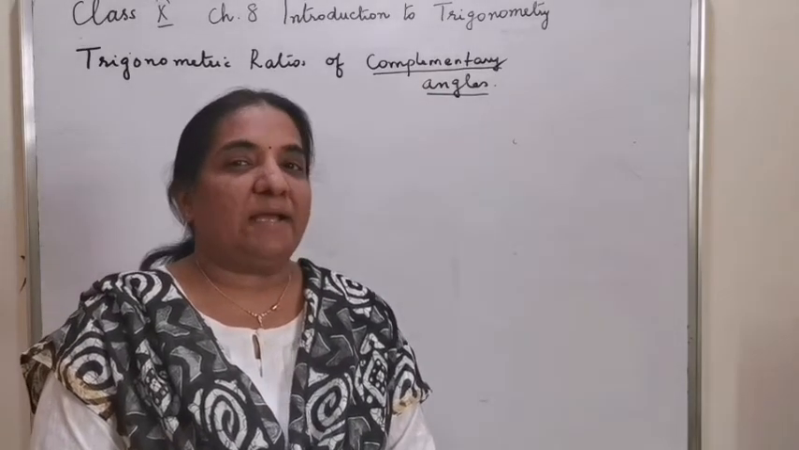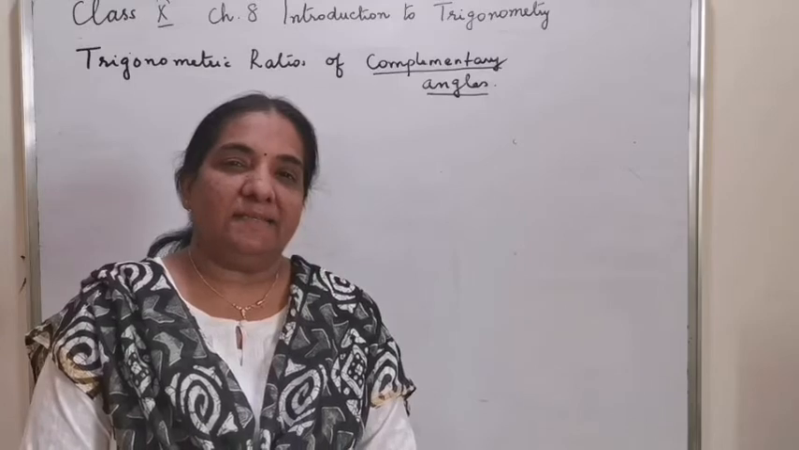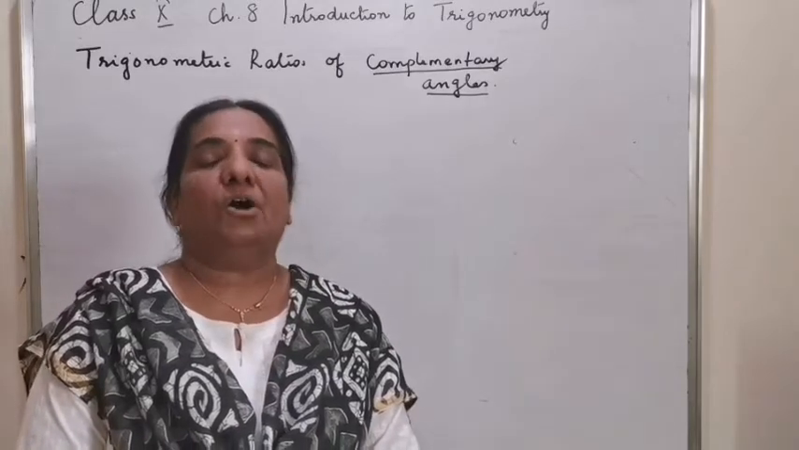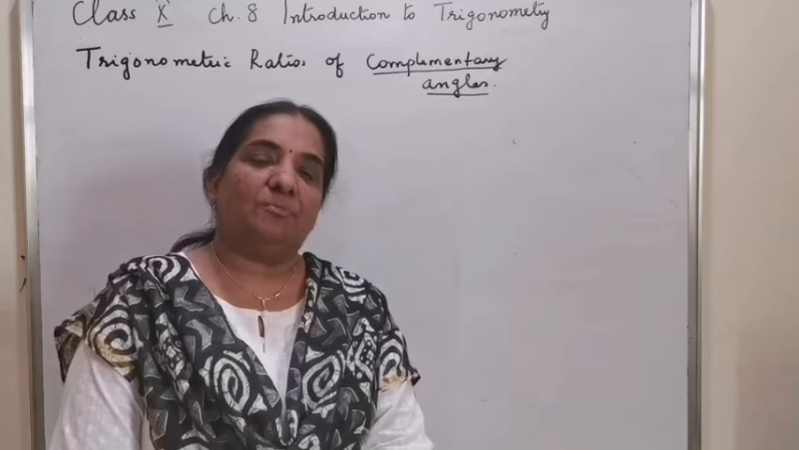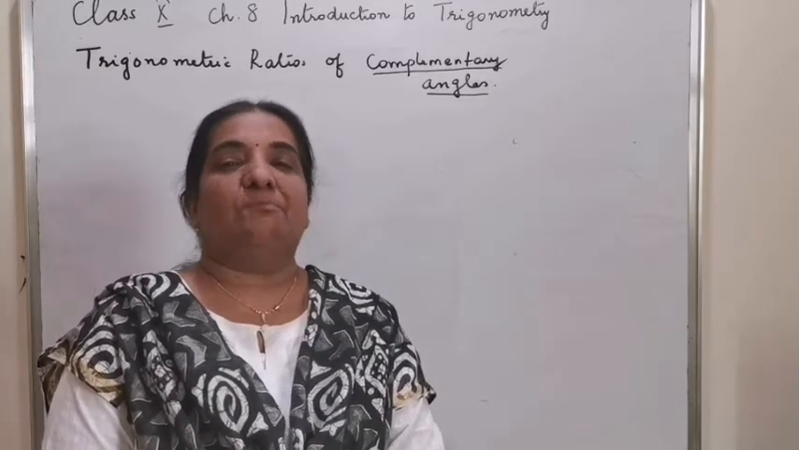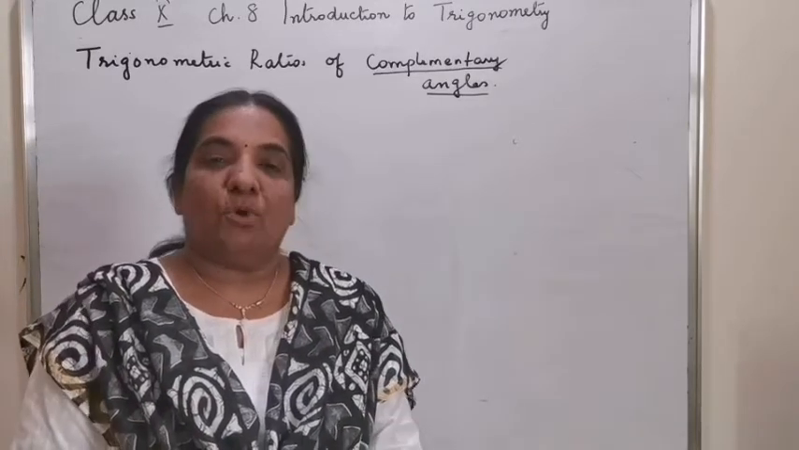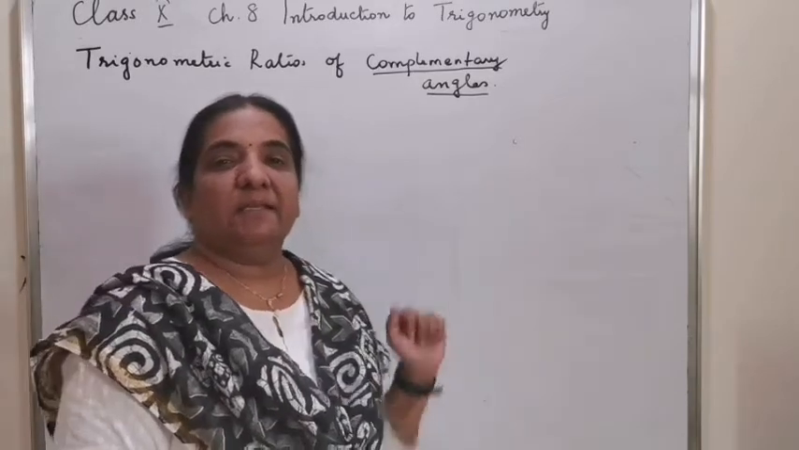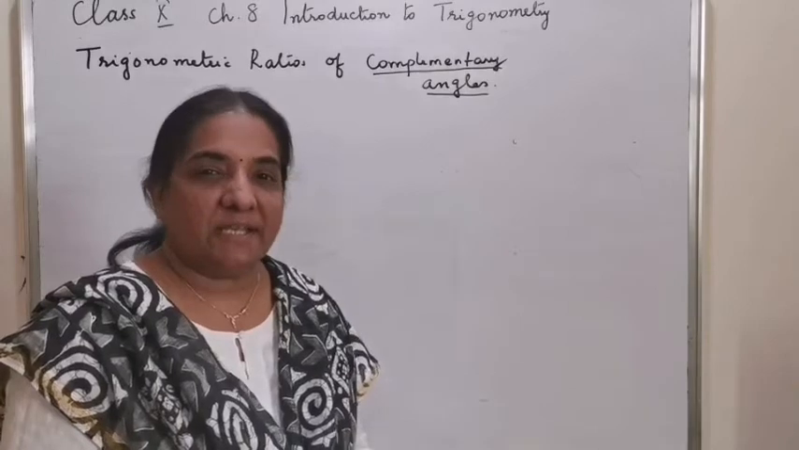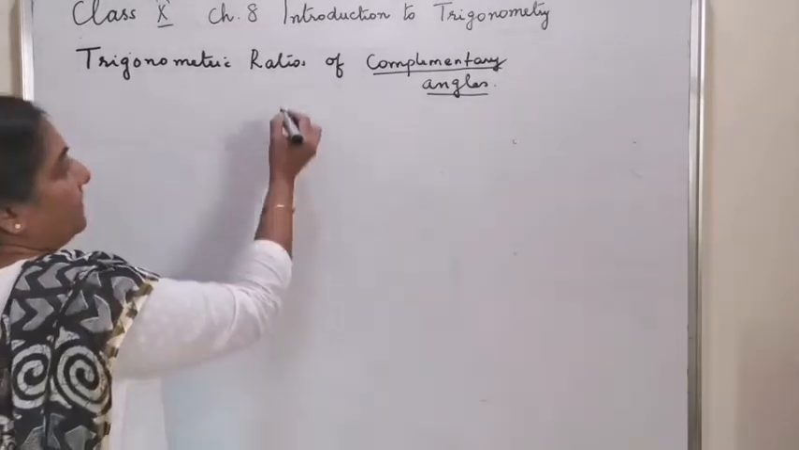If the sum of two angles is 90 degrees, then they are complementary angles, or a pair of angles are said to be complementary if their sum is 90 degrees. What is the relevance of these complementary angles in the lesson trigonometry, listen here.